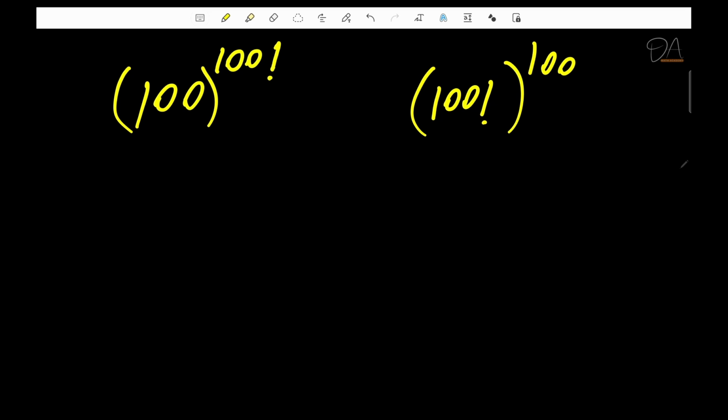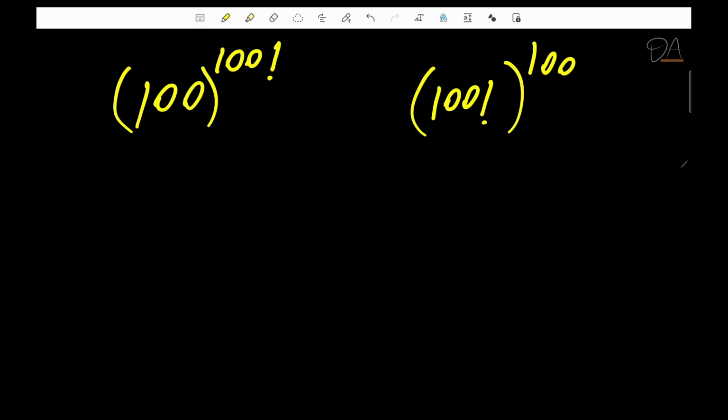Hi everyone, today in this video we are trying to find out which of these two numbers is larger: 100 to the power 100 factorial, or 100 factorial to the power 100. You may want to pause the video for a few minutes and think about this problem and then come back to see the answer. So now let's try to figure out which of these is larger.